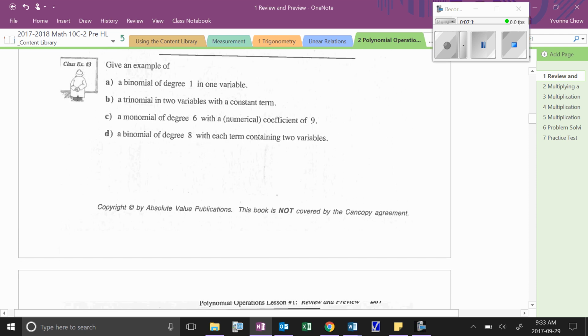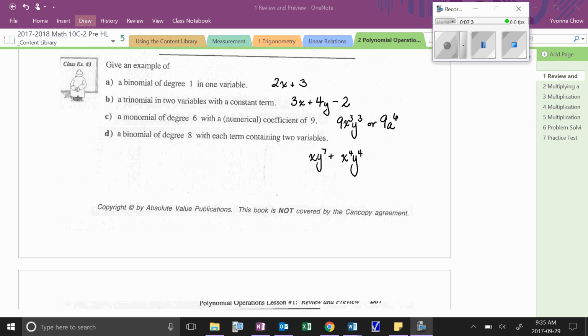Let's take a look at class example number 3. So lots and lots and lots of possibilities, of course. So go through each of these and we'll take up some possibilities. Hit pause. So there's obviously lots and lots of possible answers. You can take a moment and confirm with your neighbor to see if they agree with the algebraic expressions that you've chosen. So, binomial degree 1 in one variable.